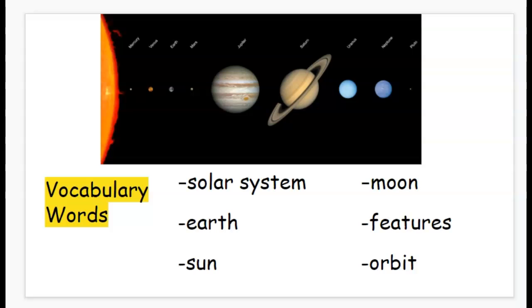What is a solar system? Well, this picture right here is an example of a solar system. It has a sun and it has planets that go around the sun, or they orbit. We know what the Earth is. That's what we live on. The sun is a star that the Earth goes around, or it orbits.